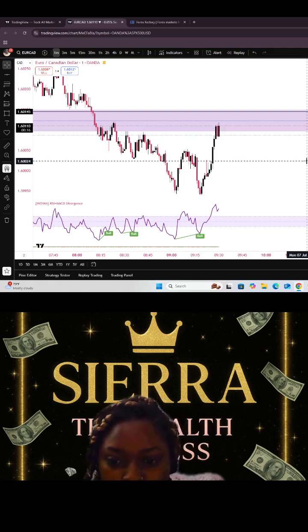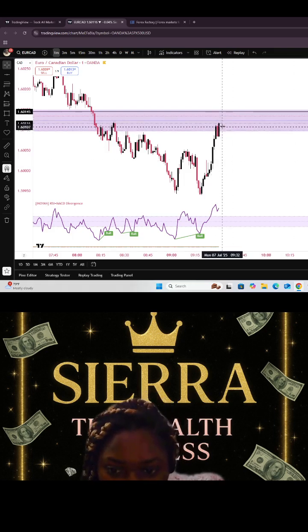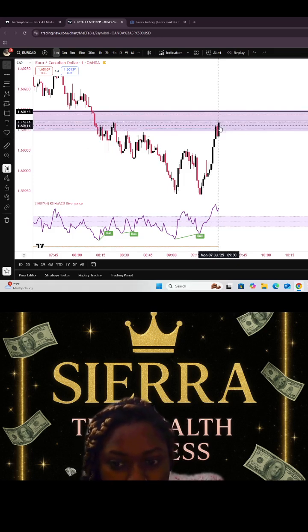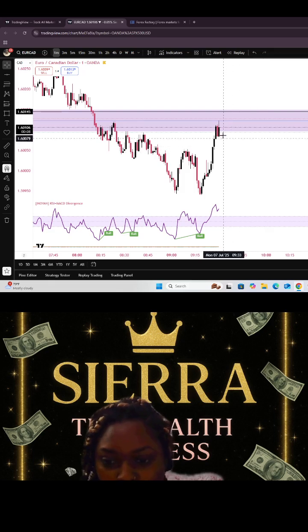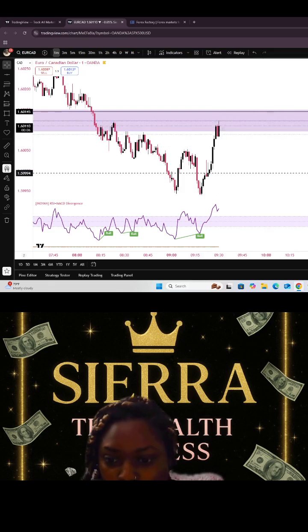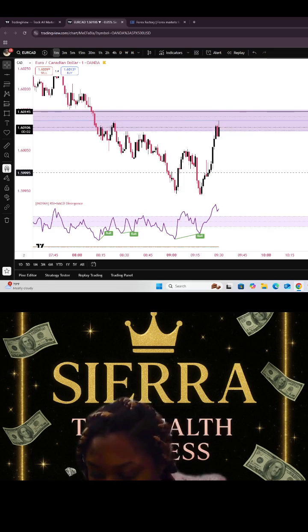If you were just paying attention, you saw how we came here and price was pushing down. It looked like this candlestick was about to sell, and then it pushed back up. This is why we want to wait on these candlesticks to close. Okay. If y'all didn't get in GBP CAD, you can still get in GBP CAD too. It's still at an area to where you can buy it.